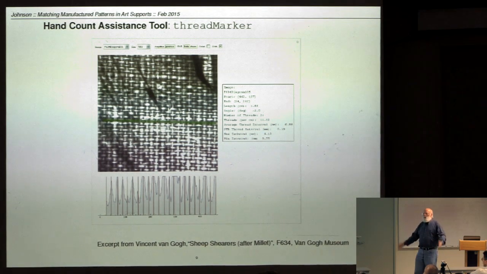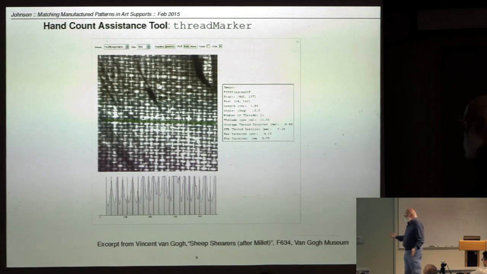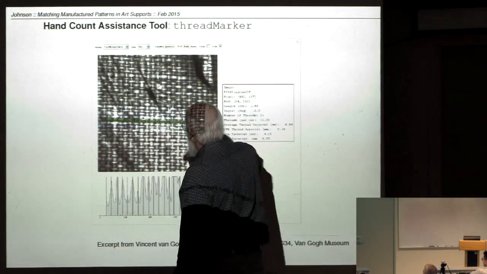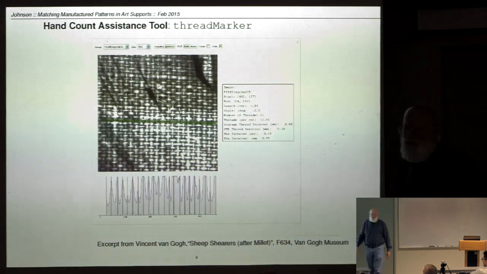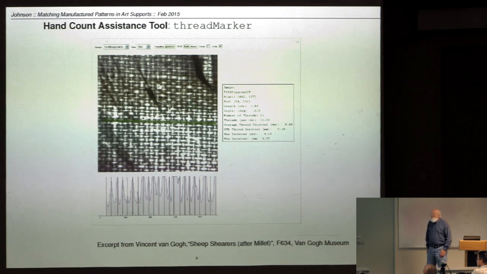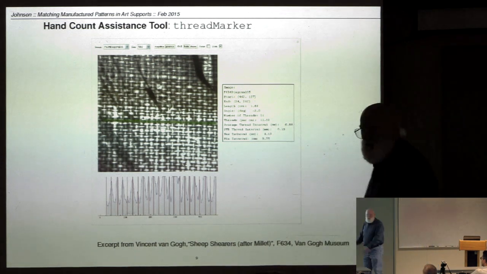So one of the first bits of software we wrote were things to help the conservators do the counts they normally did, not with the computer. So here's one where you see a little 2 centimeter square. You draw this line and then you mark where every thread is crossing, and it does all the statistics of thread spacing and thread count and so on and so forth. And this takes a minute or two, and this is a hell of a lot faster than what they did before.